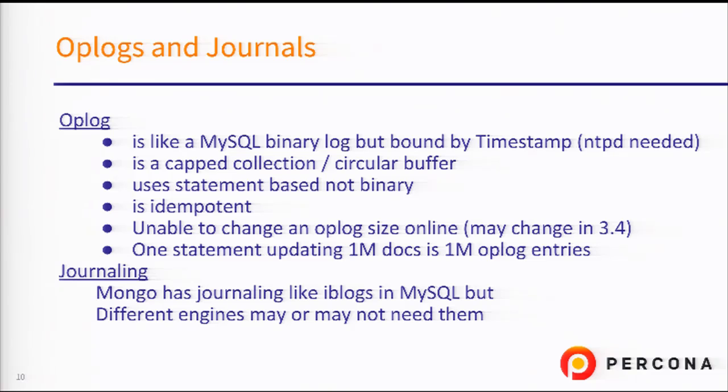Mongo has journaling just like MySQL. It's got journal files instead of IB log files, but they effectively work in the same way, where it's using an LSN and all that kind of stuff. The difference is some engines use it and some engines don't. Well, all engines are forced to use it in MySQL.